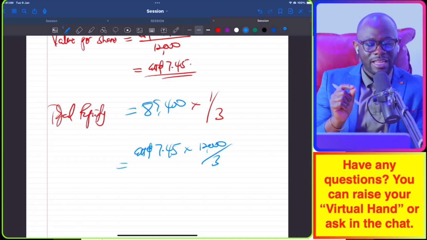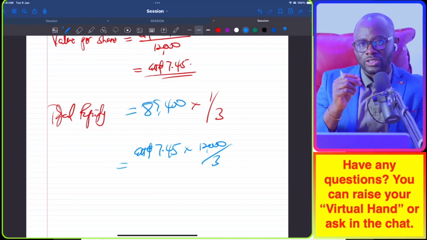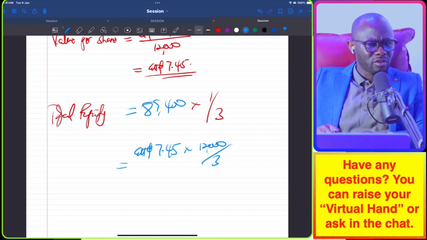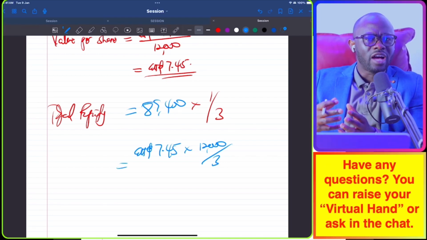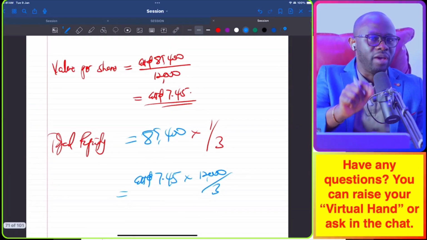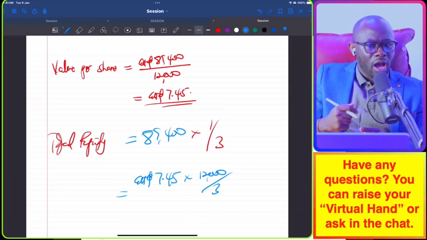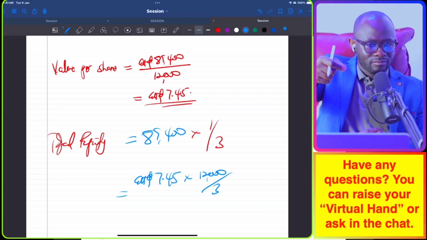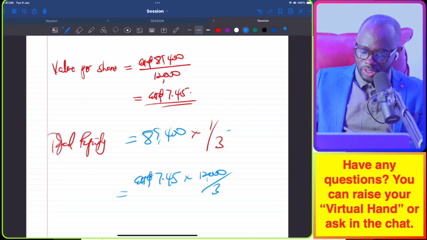That clarity is important because, as I said, here we are not supposed to calculate the value of their 1/3. The question said we should calculate the value per share. If the requirement had said calculate the value of their 1/3, then we would have gone this way.